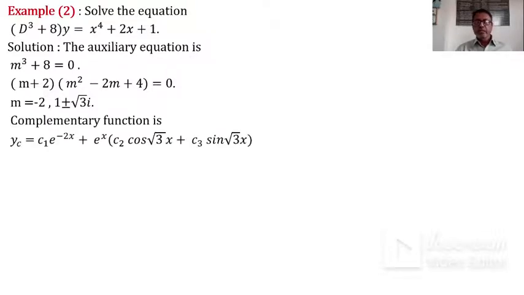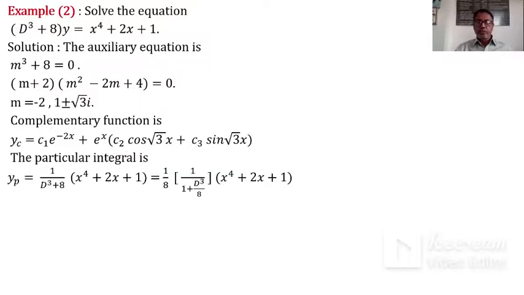Therefore we get yc, the complementary function, is c1 e to the power minus 2x plus e to the power x into bracket c2 cos root 3x plus c3 sin root 3x. This is our complementary function. Now to find the particular integral, we consider yp is equal to 1 upon f of D operating on Q of x. That means yp is equal to 1 upon D cube plus 8 operating on x to the power 4 plus 2x plus 1.